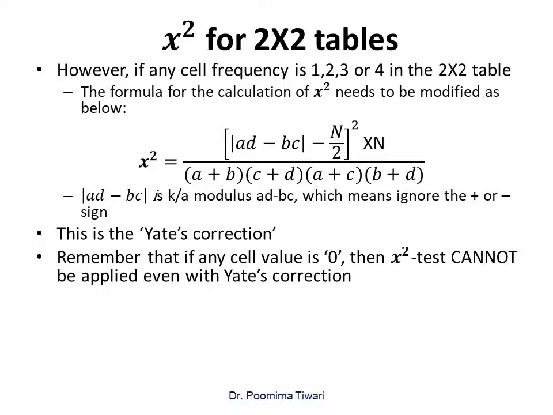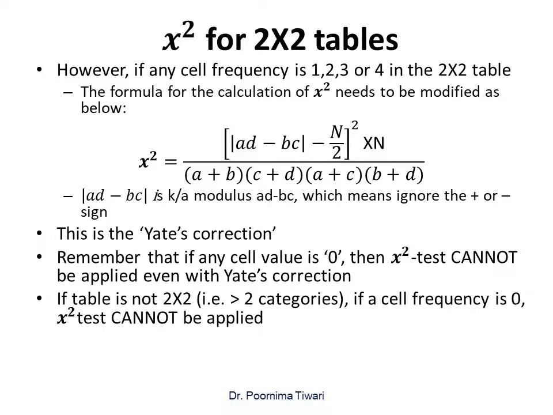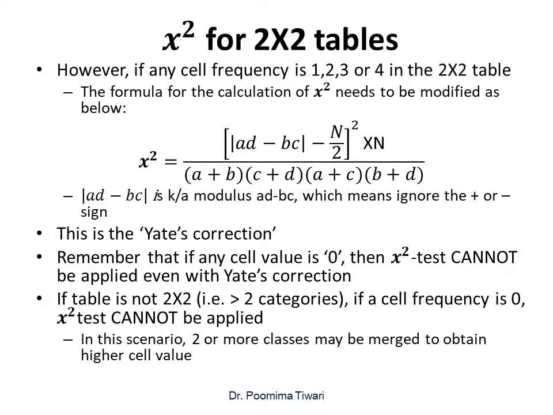But remember, if any of the cells has a value of 0, then the chi-square test cannot be applied even with Yates correction. Even if the table is higher than 2 by 2 and any of the cell frequencies is 0, the chi-square test cannot be applied. If possible, you can merge 2 or more classes to arrive at a value more than 0.